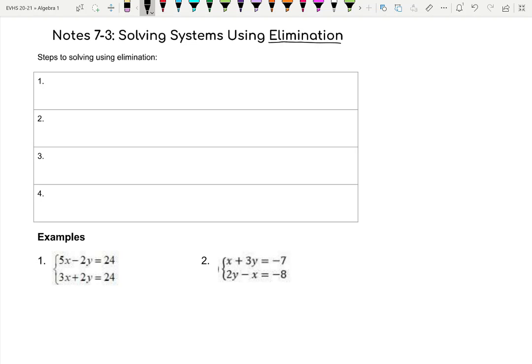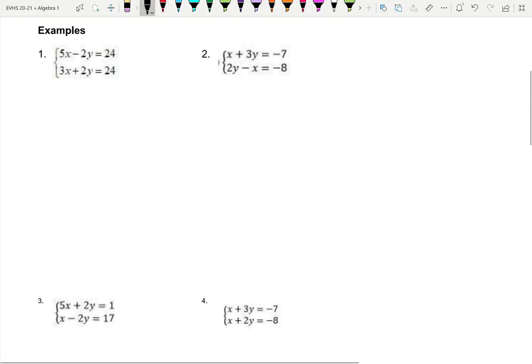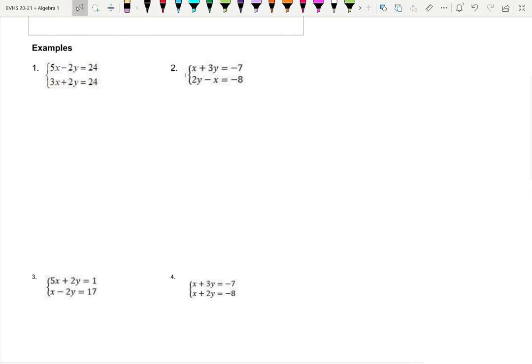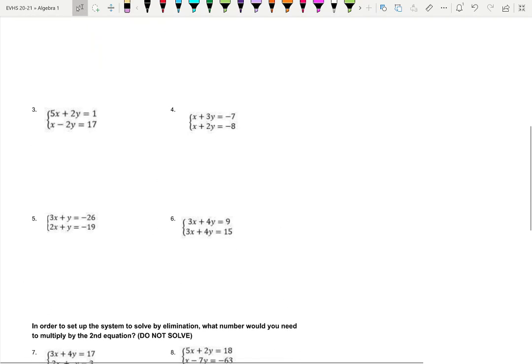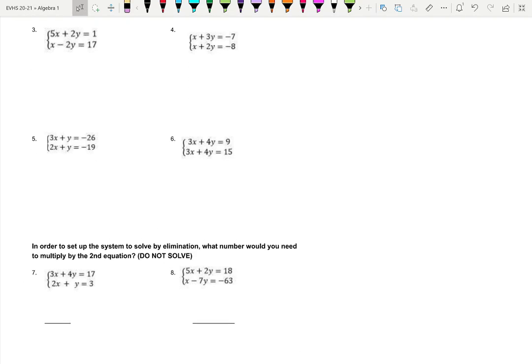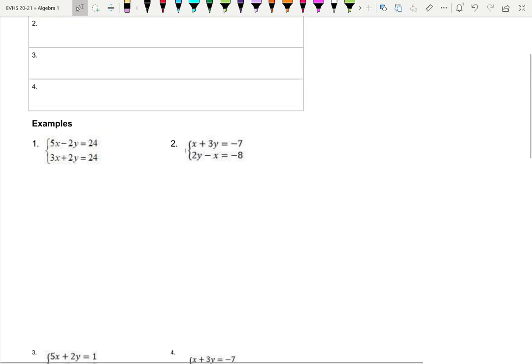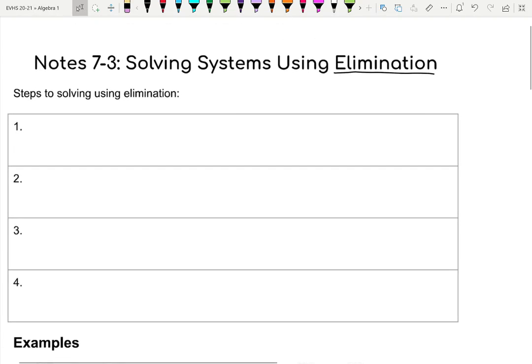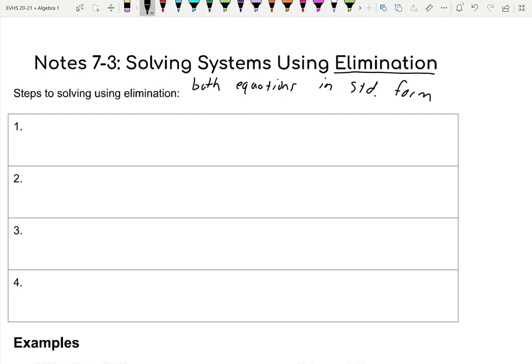Now, this is a very kind of niche type of solution. Things have to be set up exactly right for this whole thing to work. You'll notice as we look down on all of these equations, every single equation that we have on this entire sheet, all 16 of them, are already in standard form. So in order for this to work, you need both equations in standard form, which remember that is ax plus by equals c.